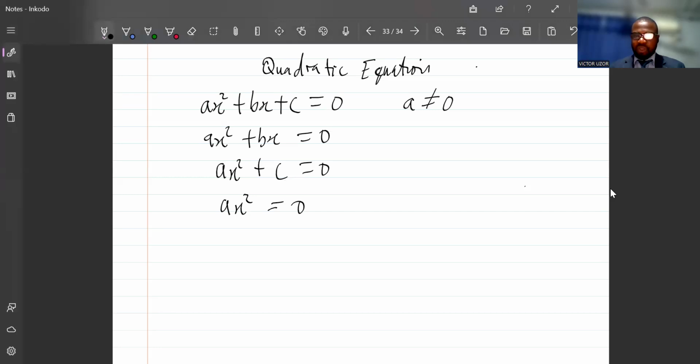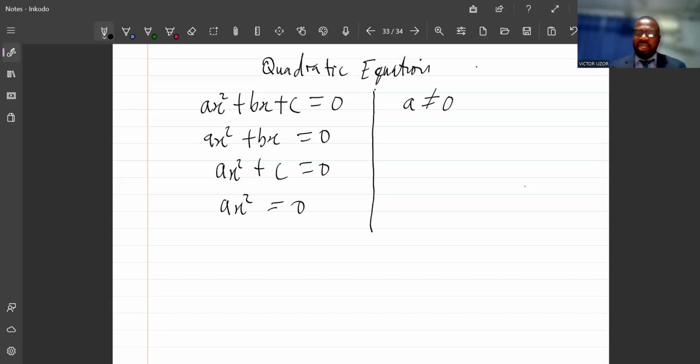To continue, I'm going to give you the life application of quadratic equation. It is used in projectile motion and in problem solving. And I'm going to be showing you how you can solve a quadratic equation.